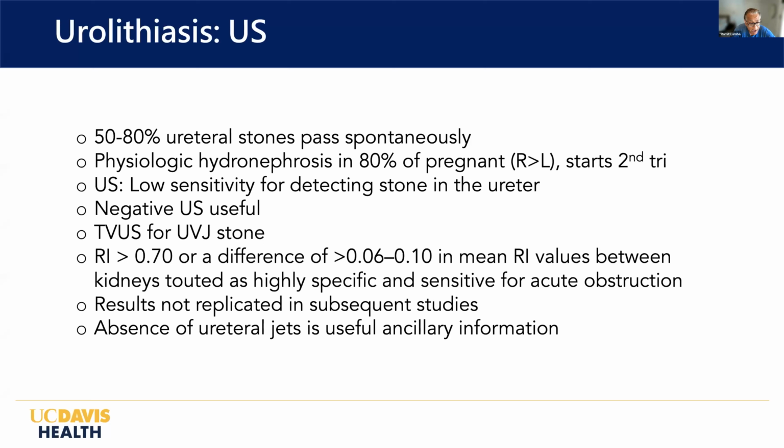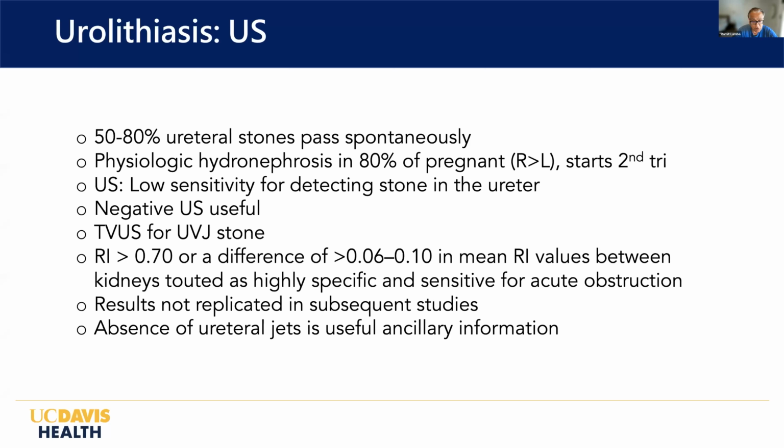It has been reported that an average resistive index greater than 0.7, or a difference of 0.06 to 0.1 in the mean RI values between kidneys, has been touted as a highly specific and sensitive measure for acute obstruction. However, be careful with this. It really depends on the skill set of the sonographer. Results have not been replicated in subsequent studies. These are 2 papers that reported this that came out in the early 90s. And in practice, personally, I have not found this to be very reliable. So that's something to keep in mind.